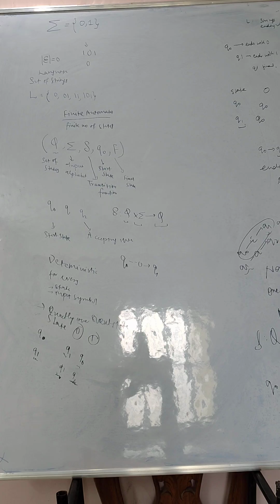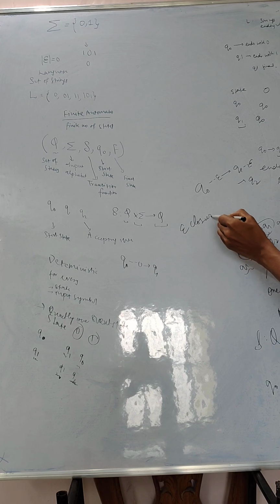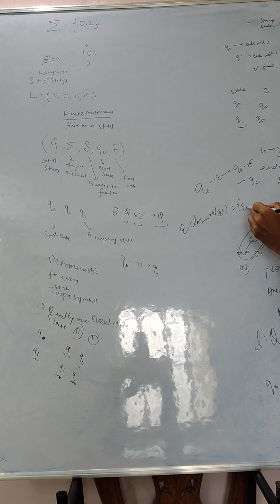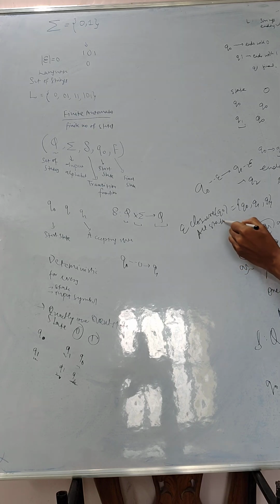What does it mean? Now, epsilon closure: all states reachable from q using only lambda transitions, including q itself. For example, q0 epsilon q1 epsilon q2. Then the epsilon closure of q0 is q0, q1, q2, right? It is all the states reachable from q using lambda transitions.